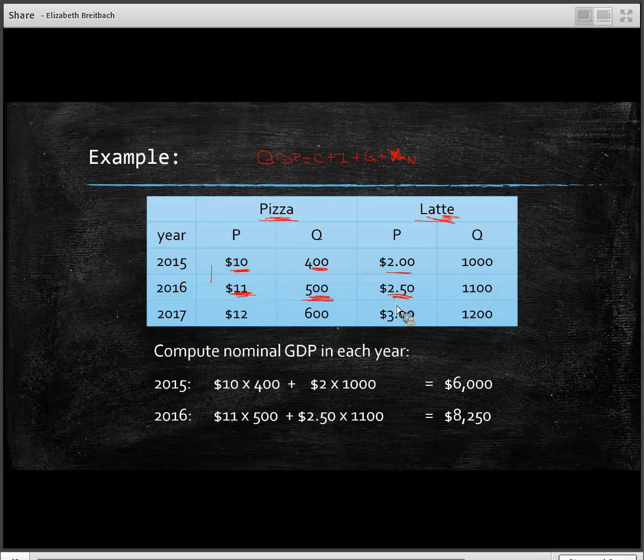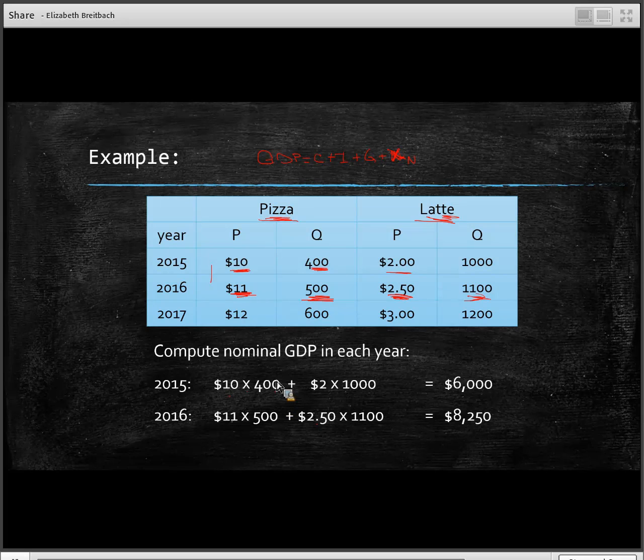All right, then the price of a latte also went up 50 cents. And so the price of a latte goes up to $2.50, which we can see there. And then we buy and produce 1,100 lattes. So the quantity has also gone up again. So GDP is increasing to 8,250, partly because our prices have increased, and then partly because our quantities have increased.